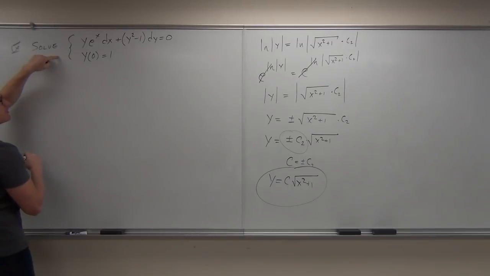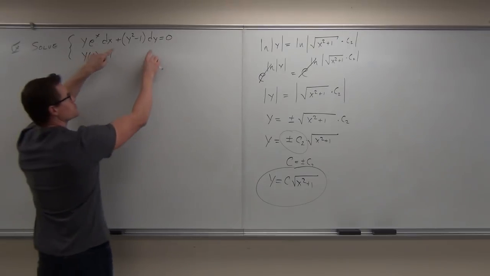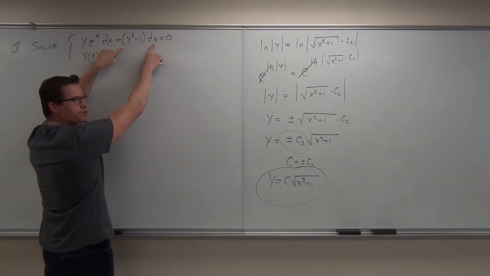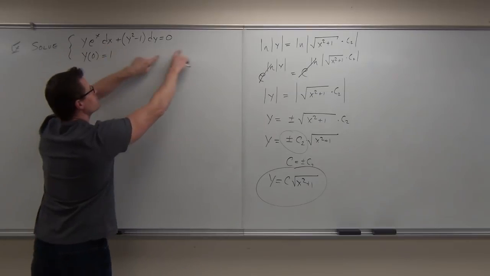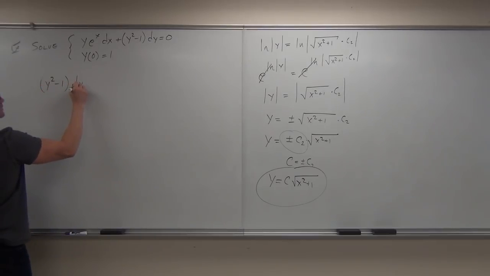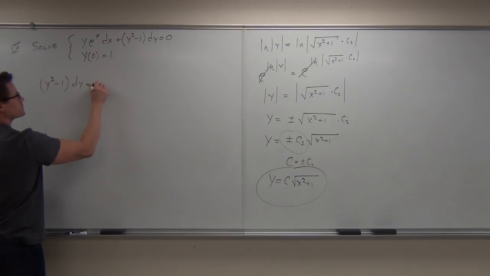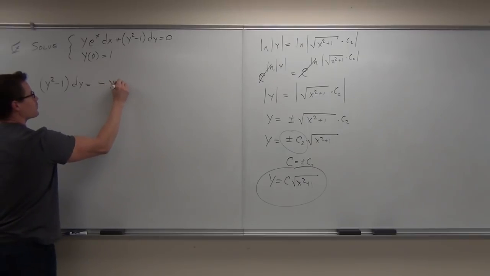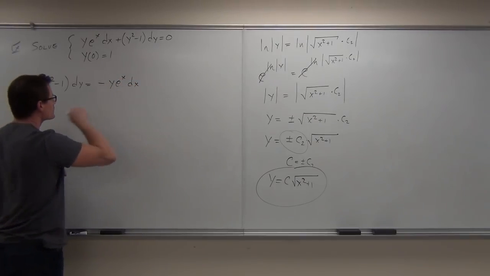So, for us, let's start with, what would I do? Move the y squared minus 1 to the right side. I might choose to move this one over. Very good. So we'd have y squared minus 1 dy equals negative y e to the x dx.